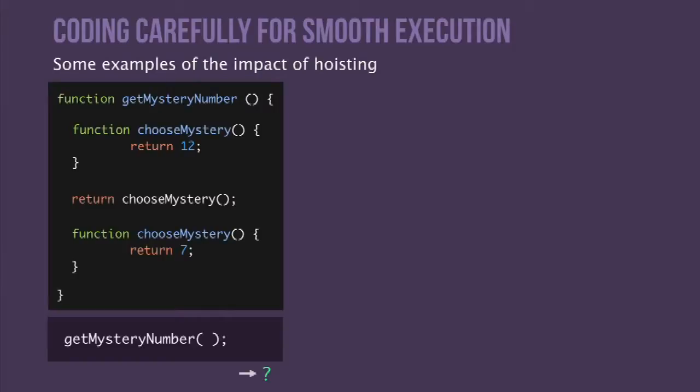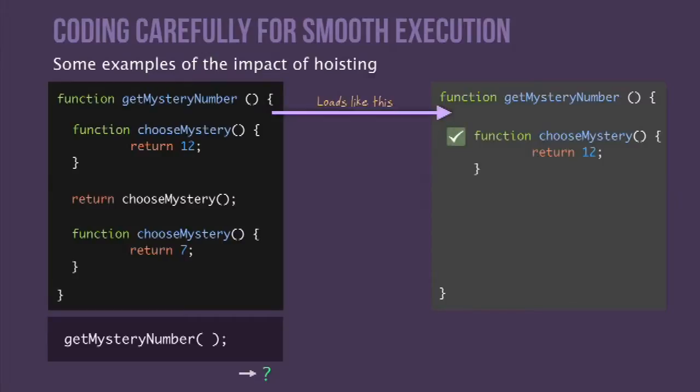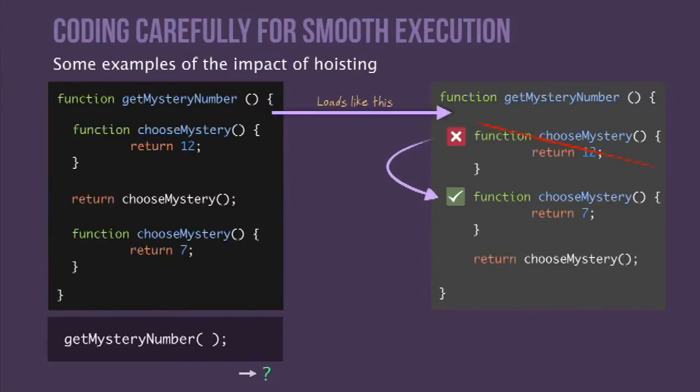A little tricky. So all of this code loads like this in the compiler. The first thing that happens is the very first declared function gets hoisted all the way to the top. That's the first chooseMystery. But then the lower chooseMystery, the one at the bottom of the code, gets hoisted also to be the second function in line. When that happens, the original chooseMystery function is completely overwritten. It is no longer there. Then the final and only executable statement says return the result of calling chooseMystery. So what's actually going to happen here when we call getMysteryNumber? We get a 7.